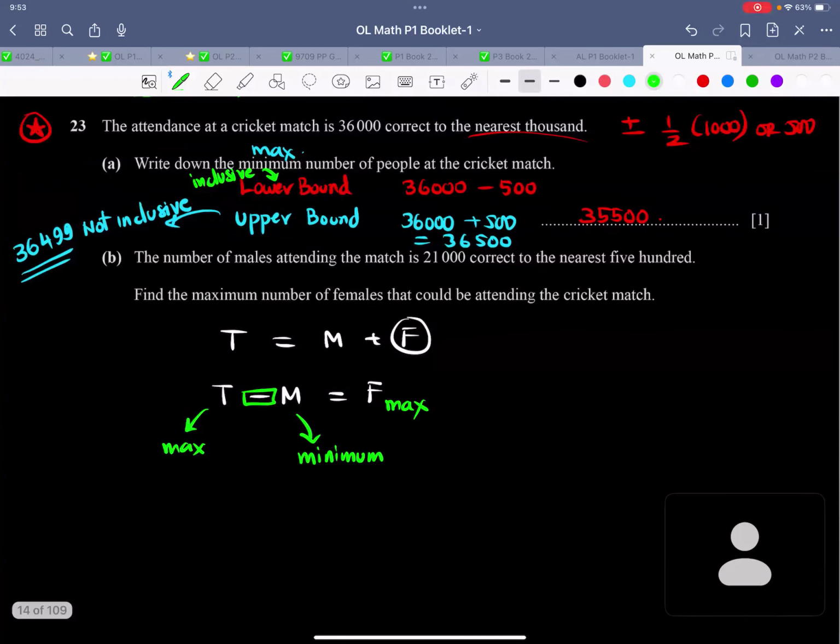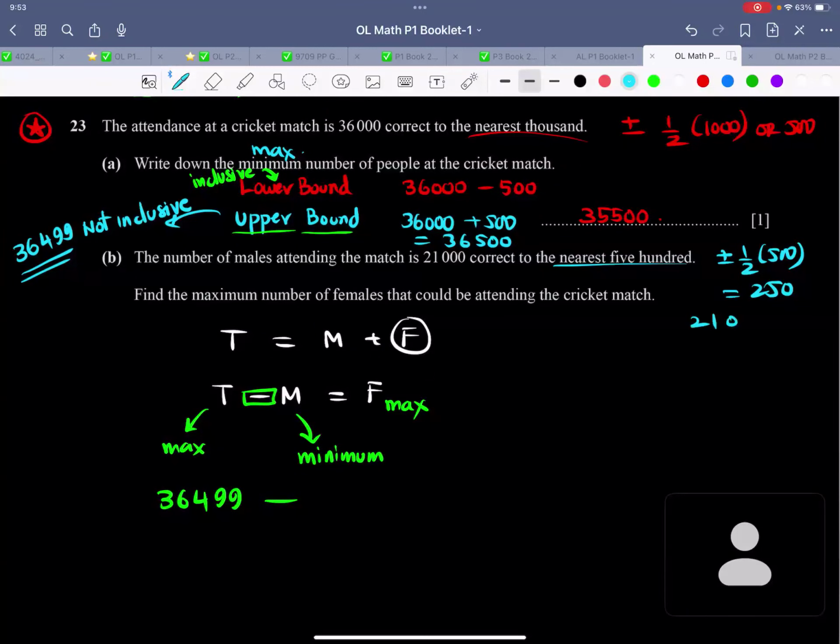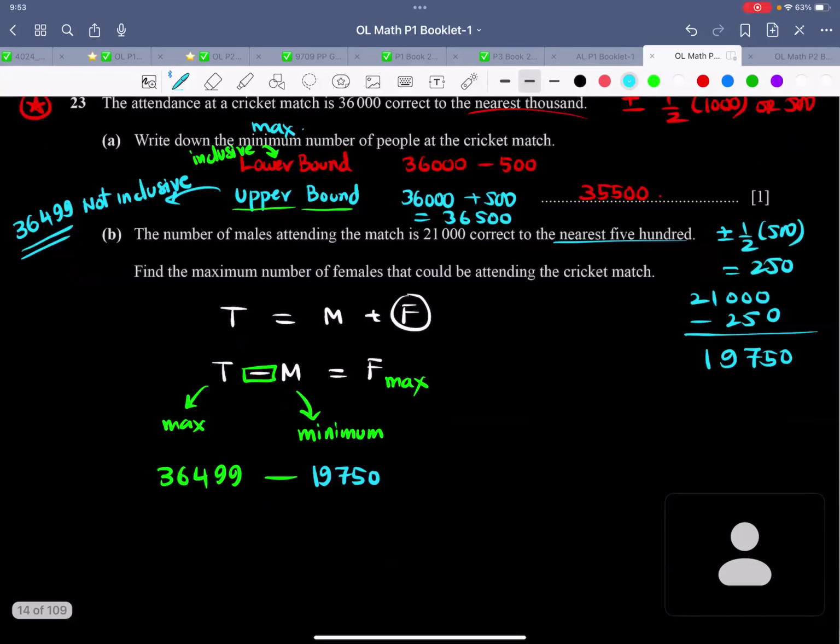Now the total maximum is the upper bound, which I calculated, which is 36,499. And for males, what is the lower bound? The lower bound for male, to the nearest 500, add and subtract half of 500, which is 250. That's a simple golden rule. So male should be minimum, that is 21,000 minus 250. That comes out to be 19,750. So subtract 19,750. A very conceptual question, even though it's for 1 mark, I think. Yeah, it's 3 marks. The second part is 3 marks.